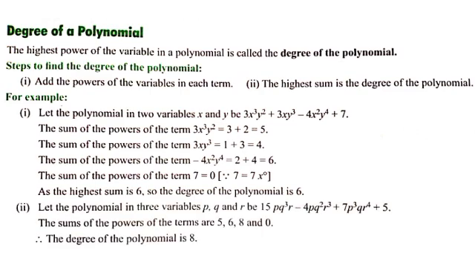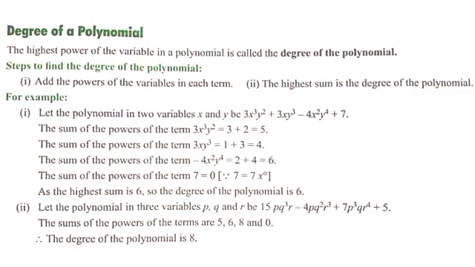Let the polynomial in variables p, q and r be 15pq³r - 4pq²r³ + 7p³qr⁴ + 5. The sums of powers of the terms are 5, 6, 8 and 0, and the degree of the polynomial is 8.